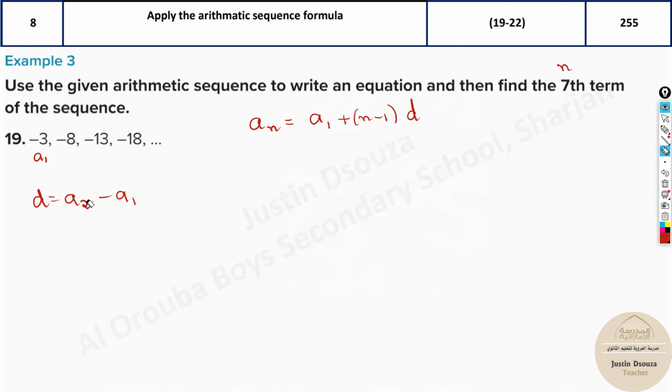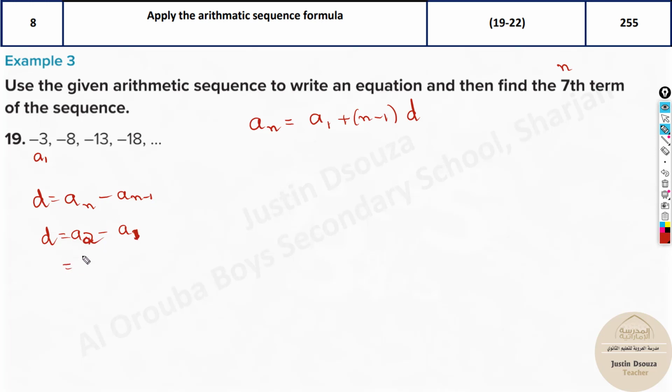Now, why do we write a2 minus a1? Really, we should not write this. Actually, it is an and an minus 1. So now imagine I've taken the fourth term. D is a4 minus a3. It's like that. If I take this as 2, then this will be 1. Why 2? 2 minus 1 is 1.